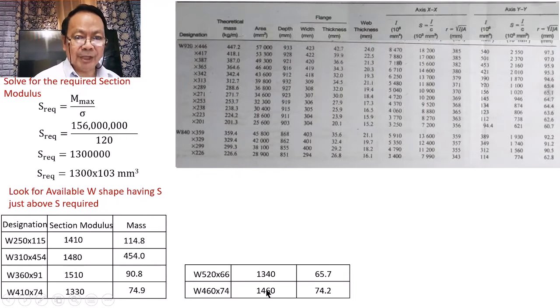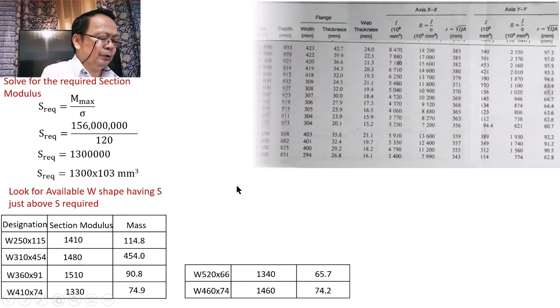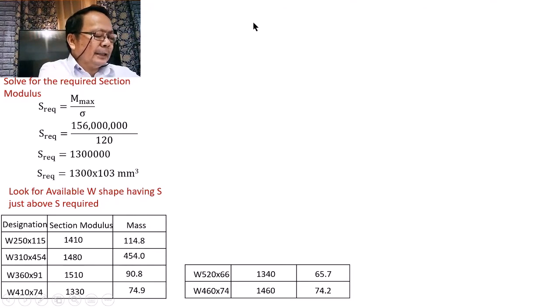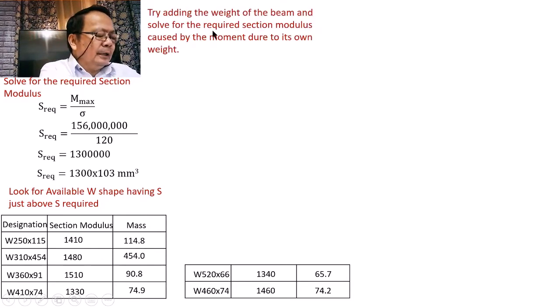We need to test for the actual section modulus required kapag isinama na natin itong weight na 66 kilogram per linear meter. So what shall we do? Okay, ang gagawin natin is we try to add the weight of the beam and solve for the required section modulus that will be caused by the moment due to its own weight. Di ba? Kukunin natin yung section modulus na required kapag isinama na natin itong weight ng beam.